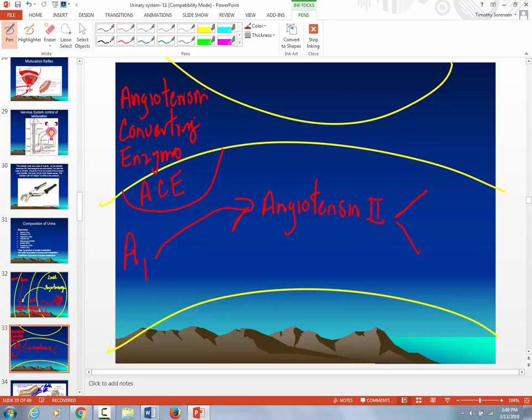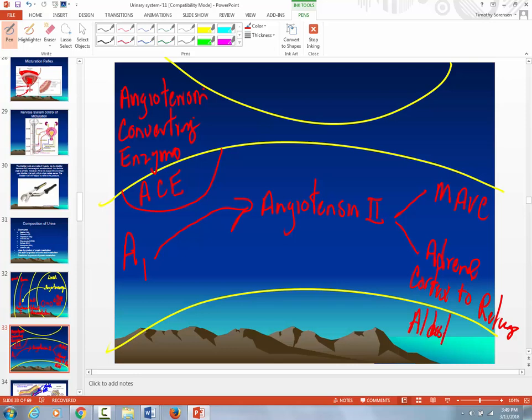And angiotensin 2 does two things in one. It is a massive arterial vasoconstrictor, so it will constrict arteries all over your body. But its most powerful and long-lasting effect is it will stimulate the adrenal cortex to release aldosterone. Aldosterone in your book is called a mineralocorticoid. So it affects sodium and potassium.